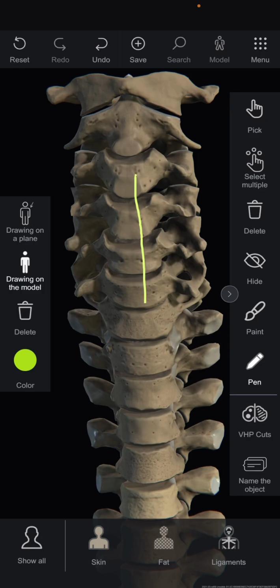They have the same formation as C2. We have the body, corpus vertebra, we have transverse foramina, transverse process, and spinal process. And we have the vertebral canal. And what do we have that is different from the other vertebrae?